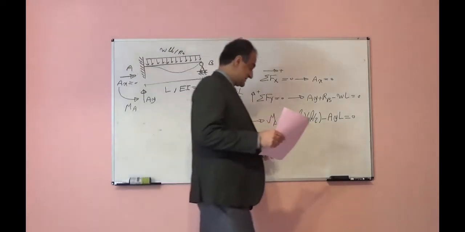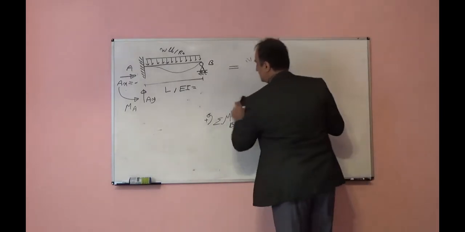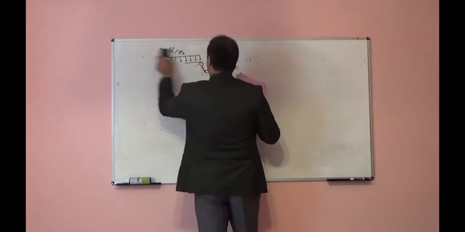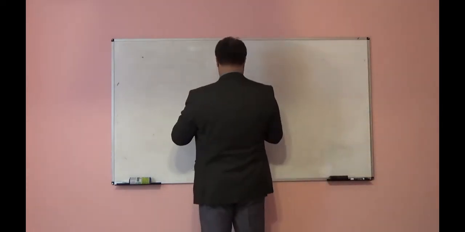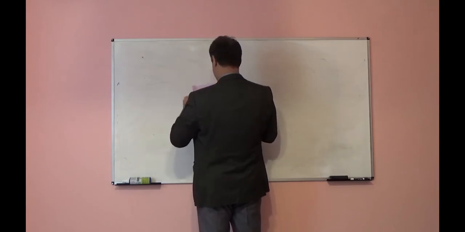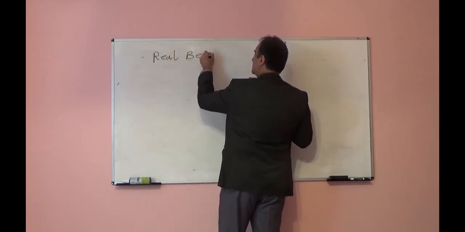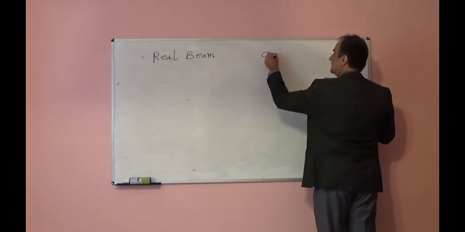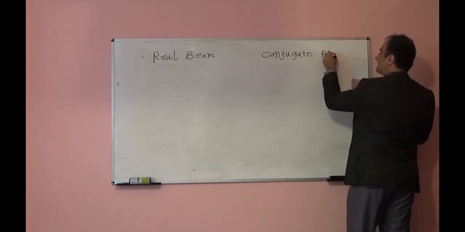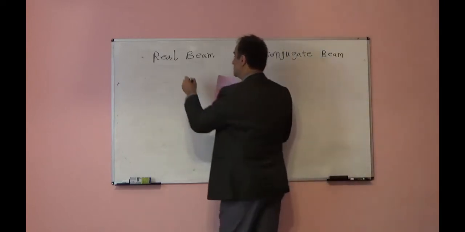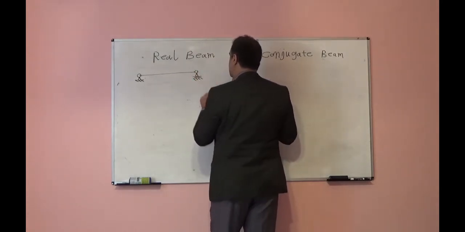Let's look at the next example. Next example, we want to draw the conjugate beam for a real beam. So we have a real beam, we want to draw the conjugate beam for those. Real beam is a simply supported beam. The conjugate beam will be the same.